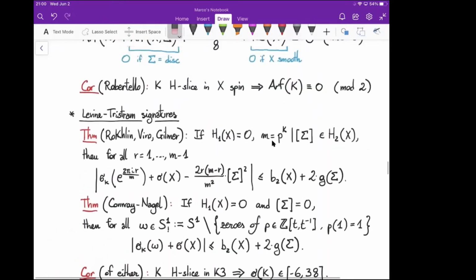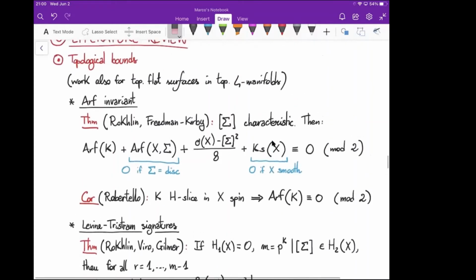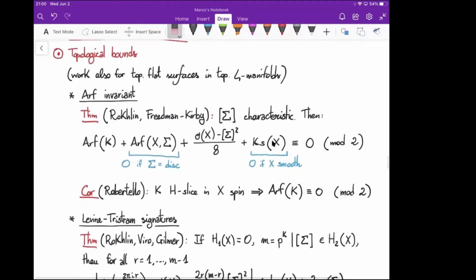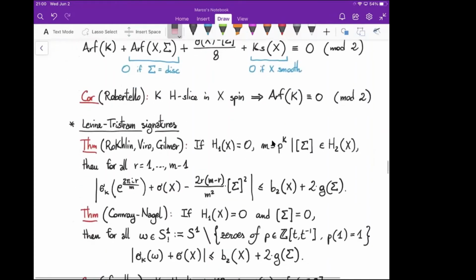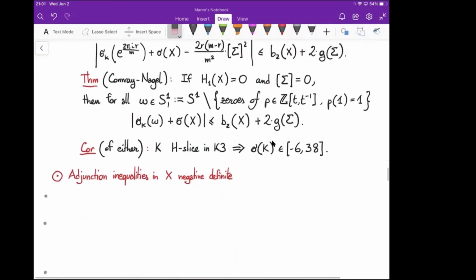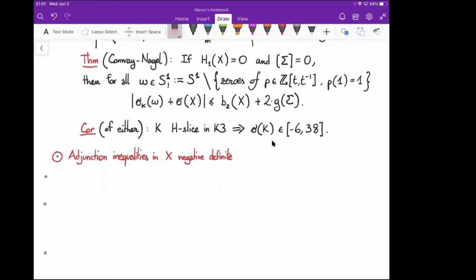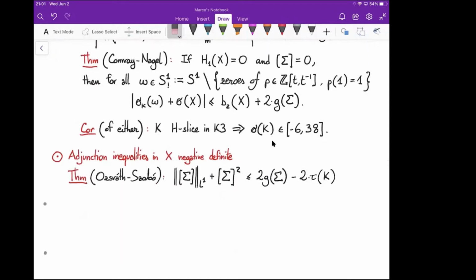All right, so this was for the first family of invariants that I put in the category topological bounds. Now there's another category that comes from studying negative definite four-manifolds. When you have a negative definite four-manifold, then you can unleash the power of gauge theory, basically, and so you have several results.